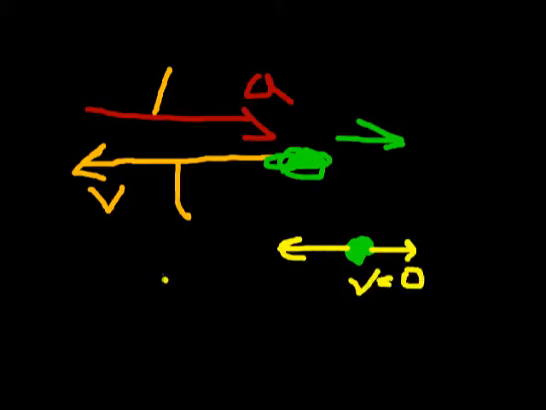So anytime an object changes direction, the instantaneous velocity at the time between changing direction is 0. For example, if an object is moving to the right and then it suddenly changes direction to the left, at the moment between moving to the right and moving to the left, the velocity equals 0.